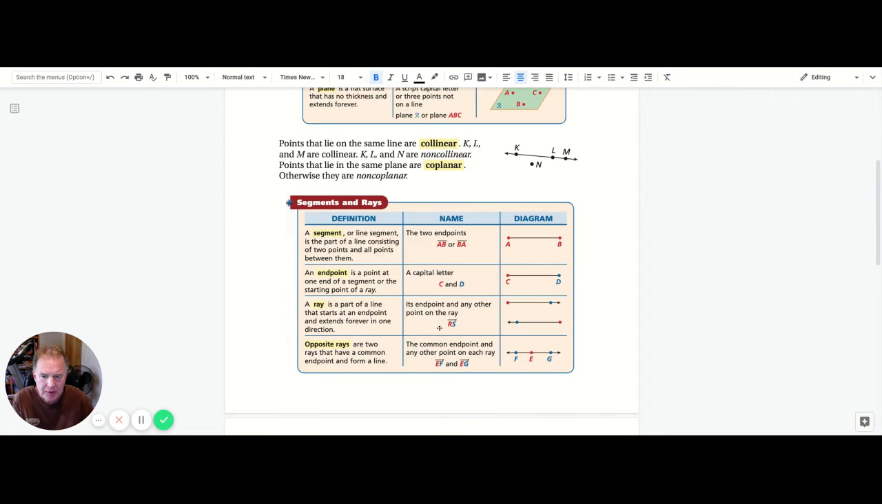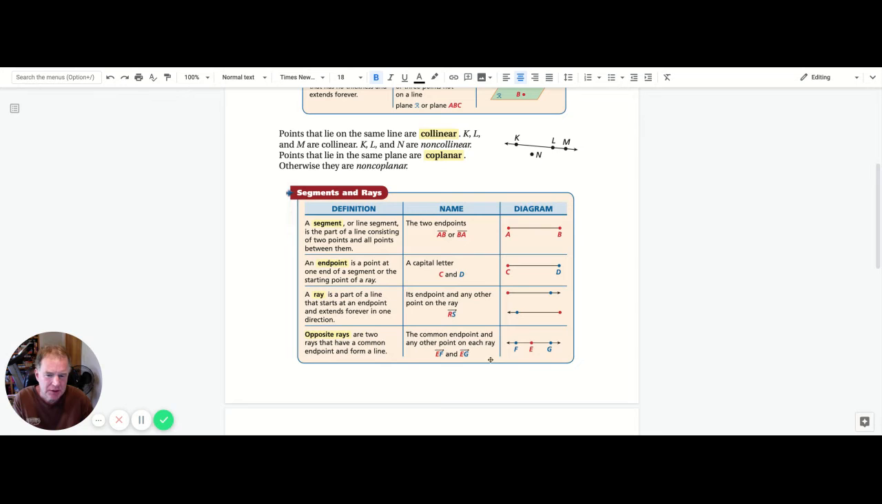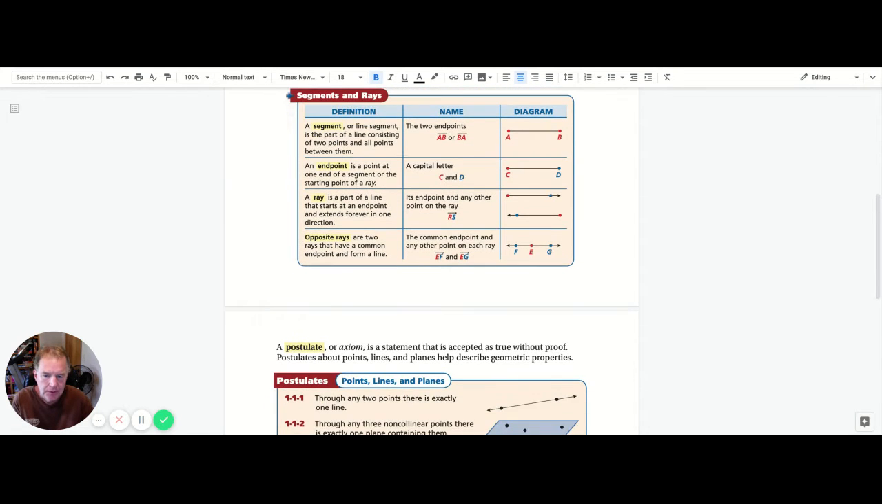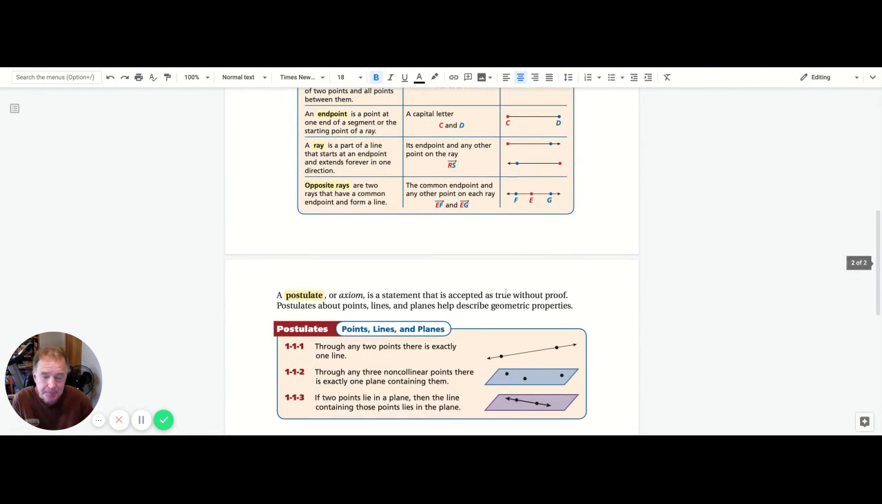A ray has one endpoint and goes in the direction of another point. In this case, our ray starts at R, the endpoint, and goes in the direction of S. The way you draw that arrow matters because it goes towards S and continues infinitely on that side. It begins at R, the endpoint. Opposite rays, we don't really talk about that much, but if they have a common endpoint, in this case E, then they're opposite rays. They have to be together, they make a line.